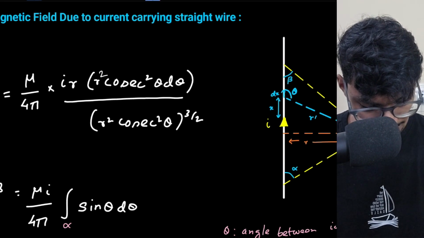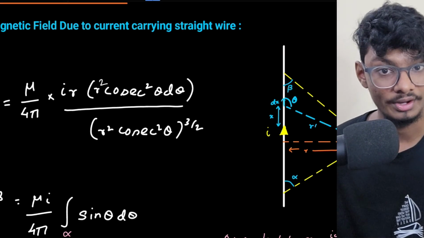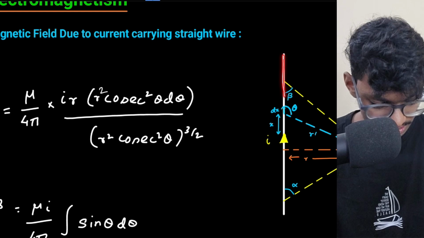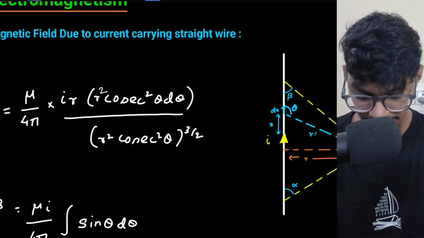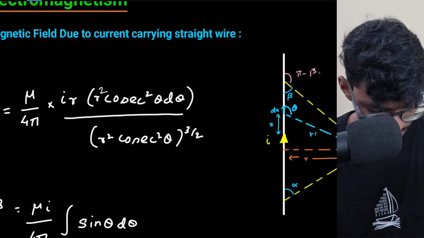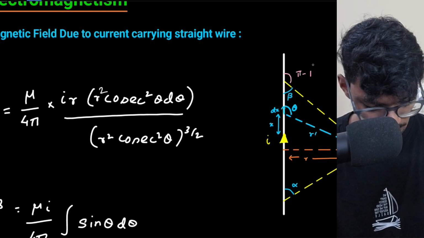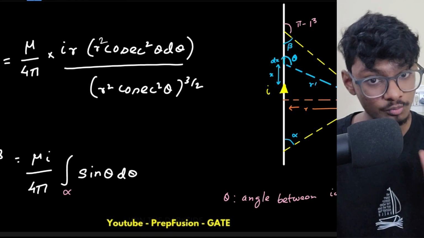But here what is the angle? Is the angle beta? No, the angle is not beta. Why is the angle not beta? Because this is the current element and this is the r vector, so this is the angle. What is this angle equal to? This angle is equal to pi minus beta. So I will go from alpha to pi minus beta.